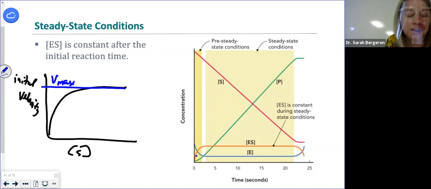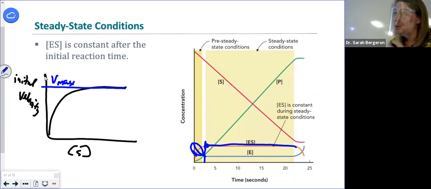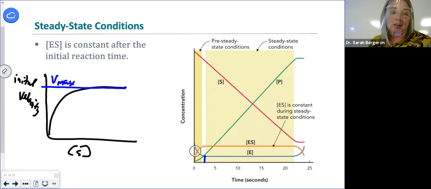In the pre-steady state conditions, do you see how you have some enzyme? This blue line is enzyme. You have some unbound enzyme. But what happens when we get to that steady state point? All of the enzyme is bound. So you see a decrease in lone enzymes, and you see a steady state amount of enzyme substrate. And that's what you have to have in order to do all of these kinetic studies. Okay, so this is our Vmax.